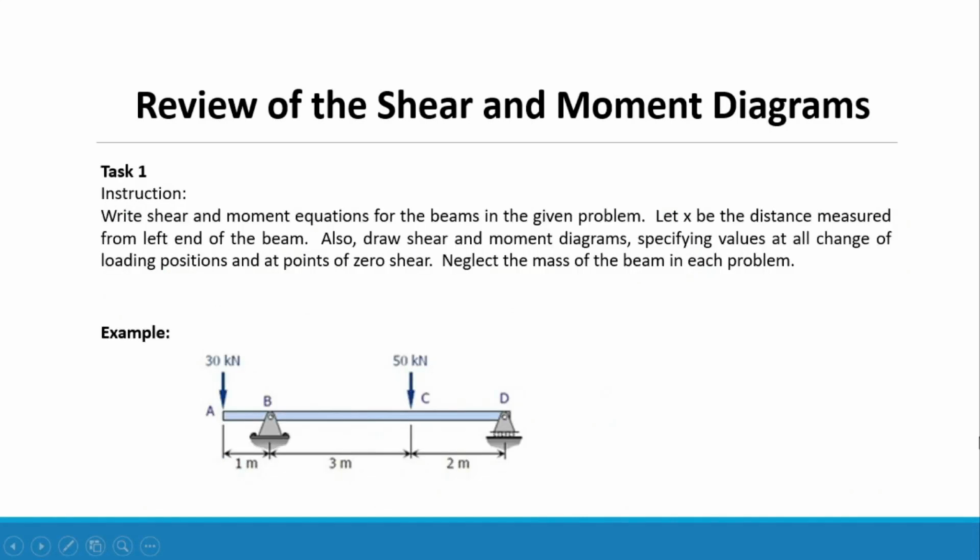Task 1. Write shear and moment equations for the beams in the given problem. Let x be the distance measured from the left end of the beam. Also, draw shear and moment diagrams specifying values at all changes of loadings or loading positions and at points of zero shear. Neglect the mass of the beam in each problem.